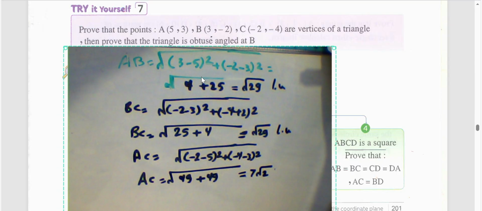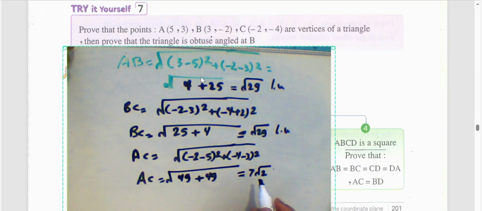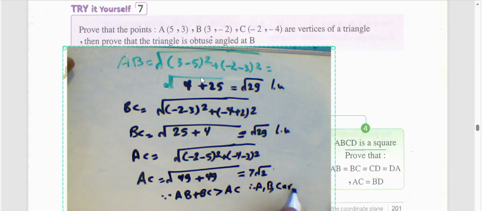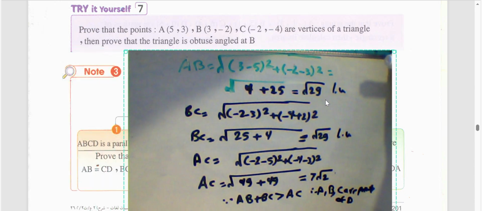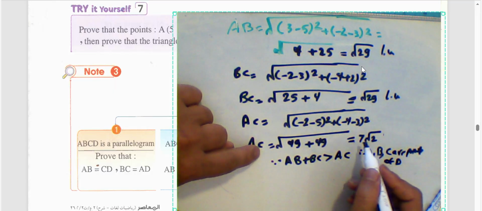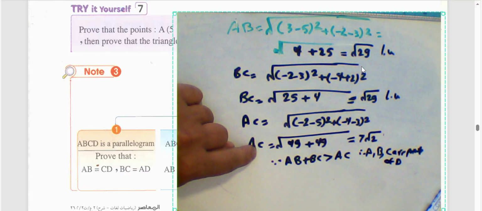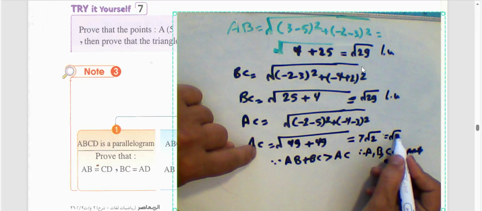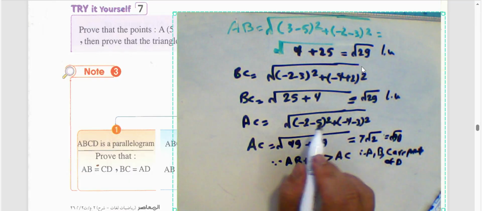Okay, we know the sum of any two sides here is greater than the third, such that AB plus BC is greater than AC, then A, B and C are points, or vertices, of a triangle. Now I want to find or prove that the triangle is obtuse angled at B. Then we can find the greatest value, square root of 49 plus 49, square root of 98.